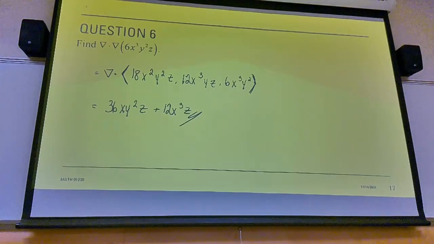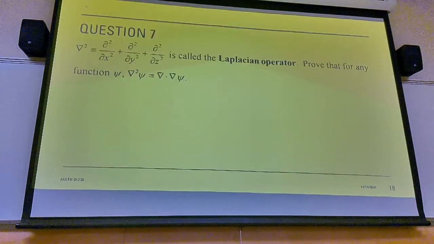Oh yeah, another cool operator. Just introducing the operators today. The Laplacian. We're going to prove that the Laplacian of a function is the divergence of the gradient field of the function.